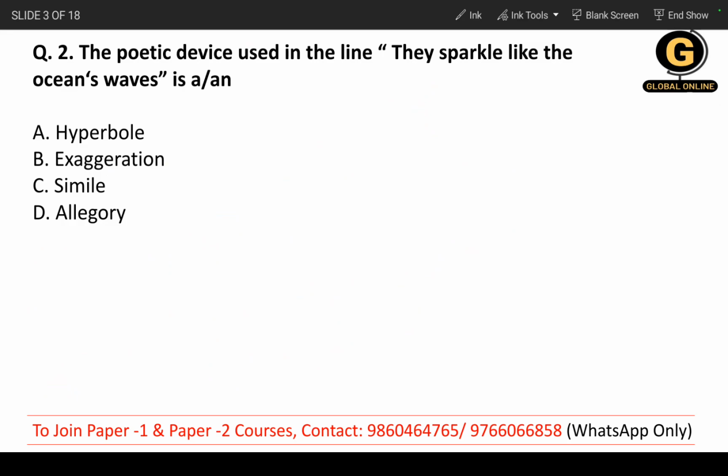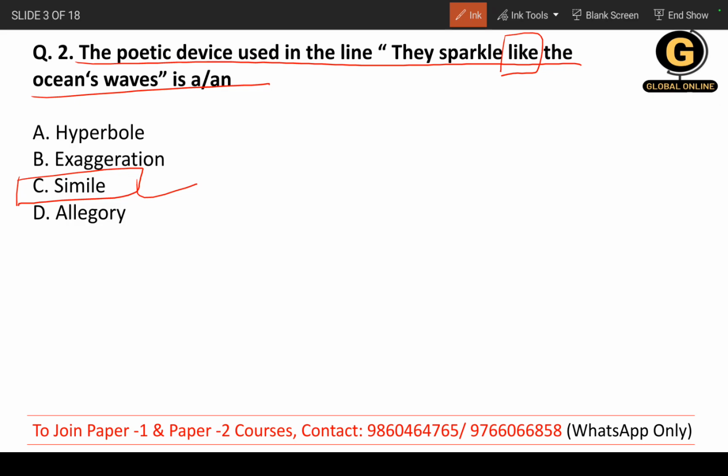Let's jump into the second question. The poetic device used in the line, they sparkle like the ocean waves, is an example of. So I told you about simile, that there must be a comparison between two different things, but with the help of like or as. Okay, so that is a simile. So there is a comparison between two different things and there is a use of like or as. So the correct answer will be definitely C, right?